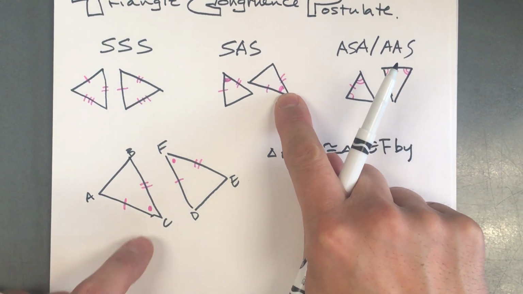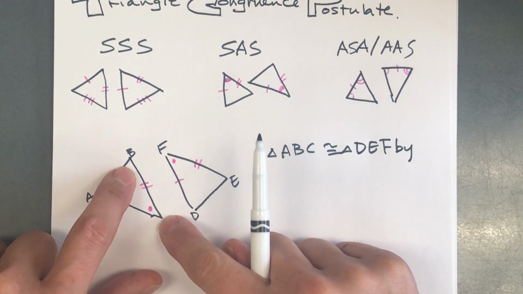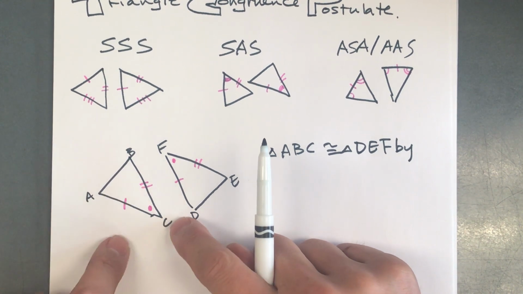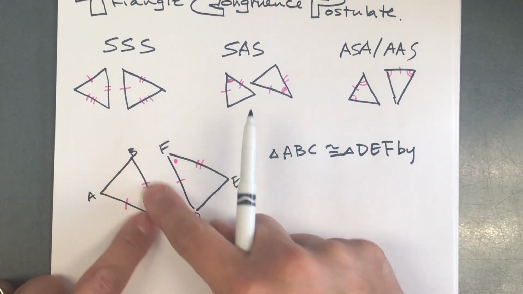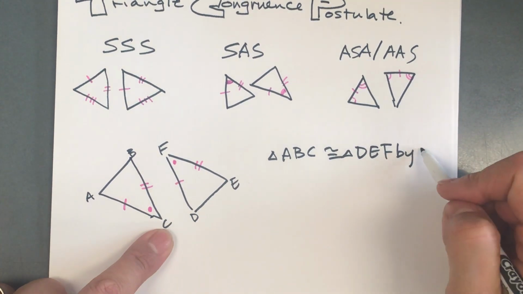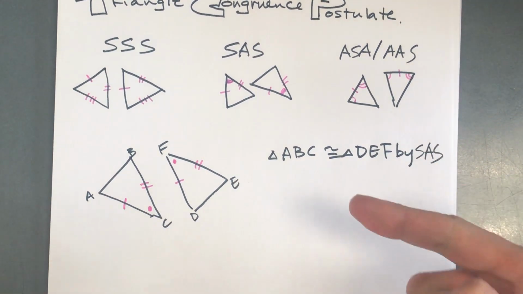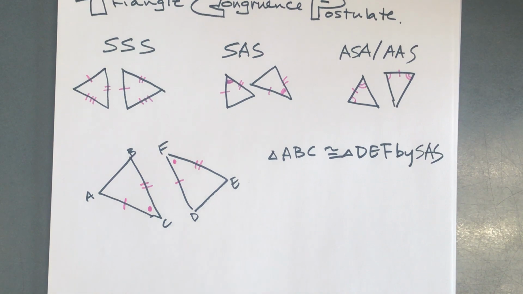The angle has to be included. You can't have the angles elsewhere. That angle has to be between those two lines. The angle has to be formed by those two lines. That's why we say SAS. So these two triangles we can tell are congruent by SAS.